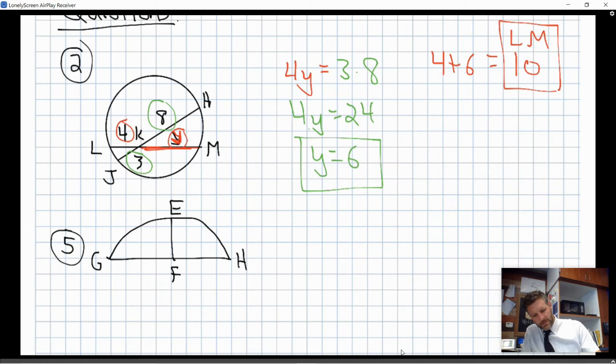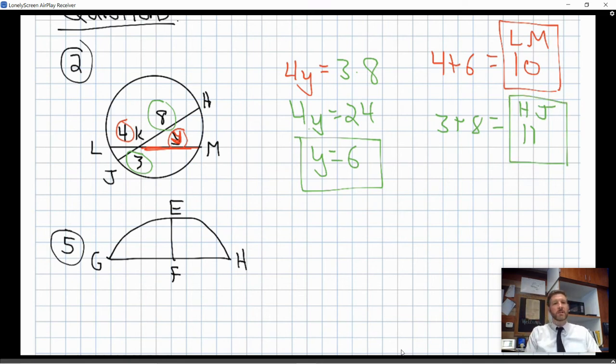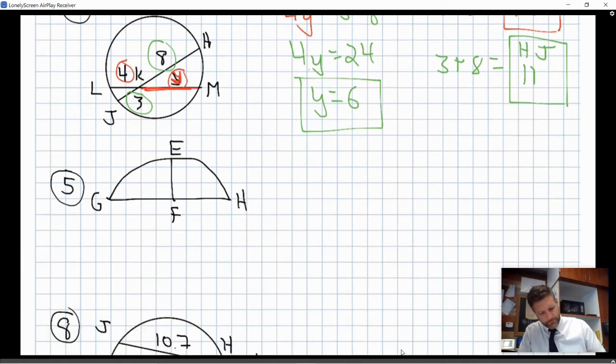And then for the ones in green, we already see 3 and 8. So that's just 3 plus 8. So it would be 11. And that is chord HJ. Okay, so pretty simple. The two pieces of one chord multiplied should equal the other two pieces of the other chord multiplied. And this can get a little more interesting when we move on to a question like number 5.